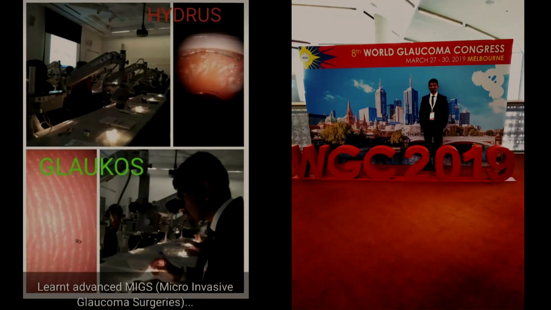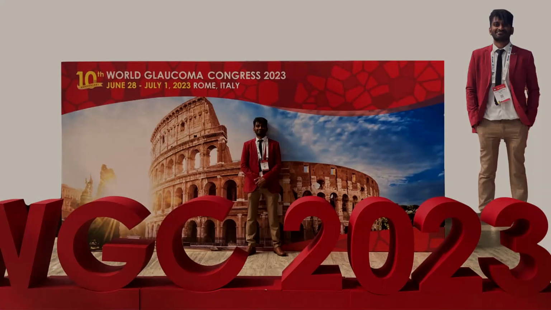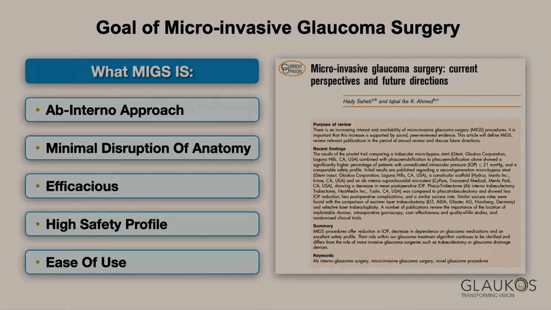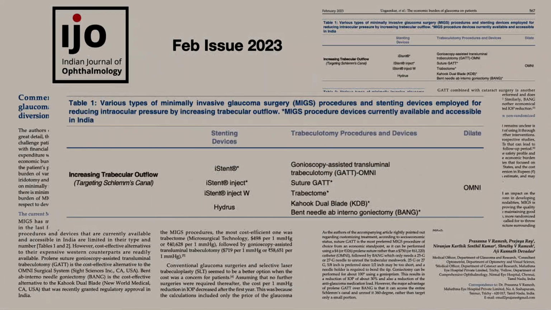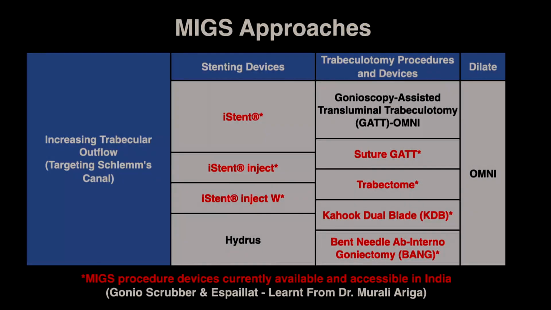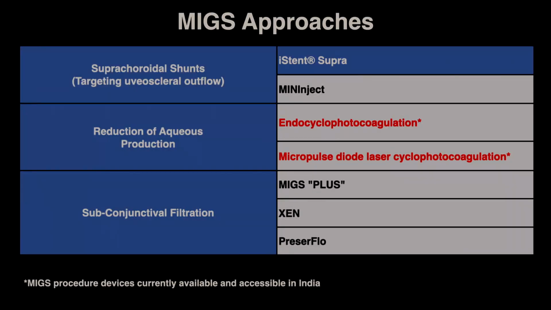My journey started in 2019 in the World Glaucoma Congress, where I was lucky to actually get myself trained in MIGS when I was a fellow under my mentor, Dr. Satyan sir. And it's an ongoing journey. The goals of MIGS have been extensively dealt with in detail by Amit and my previous speakers. And this is one of my publications in IJO, where we'll be talking on this in this particular video-based session. Also Dr. Murli sir will be touching on gonio scrubber and SPLAT, which are something new and upcoming, along with the aqueous reduction procedures as well.